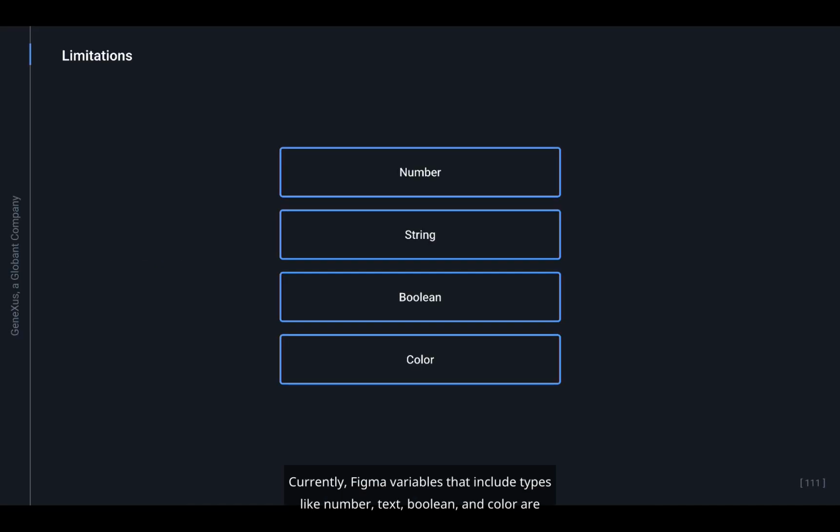Currently, Figma variables that include types like number, text, Boolean, and color are only available via API for enterprise accounts. This means that even though any user can use variables in their designs regardless of their account type, reading variables from external tools, like in this case, Design Import, is restricted and does not apply to all plans.